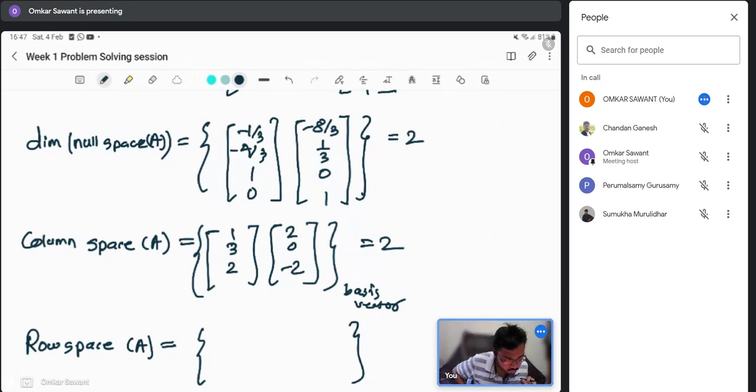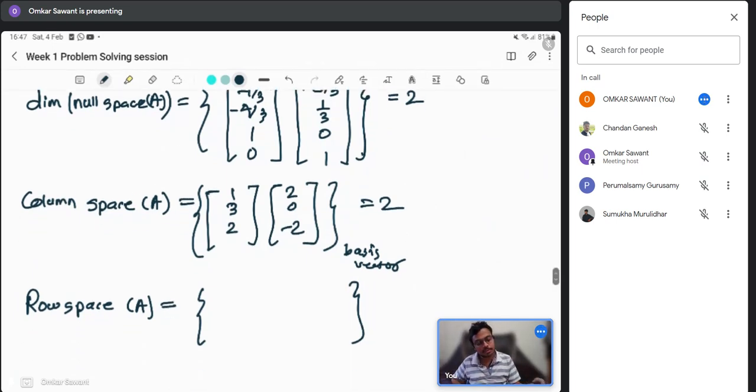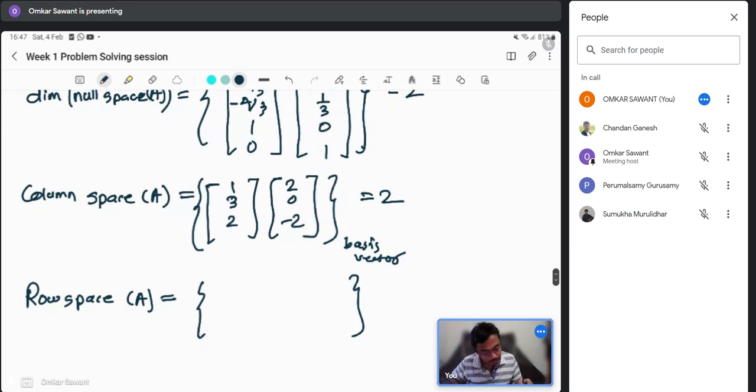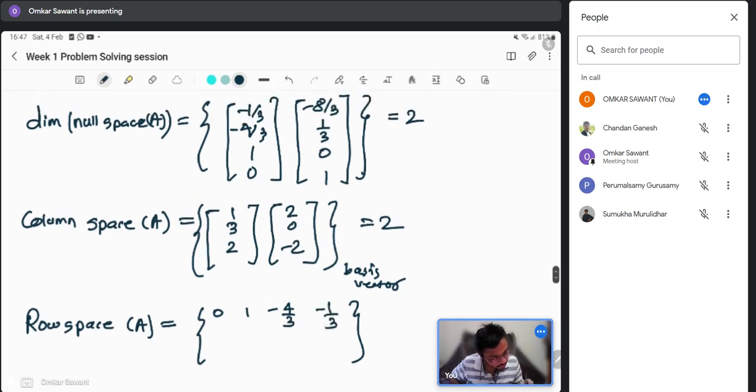So what will be the row space? 0, 1, minus 4 by 3, minus 1 by 3, 1, 0, 1 by 3, minus 8 by 3. Is it clear? Yes, sir. How did you get the row space? Sir, by just inverting the null space, sir.